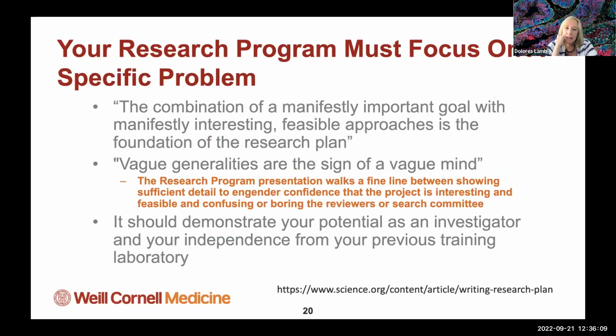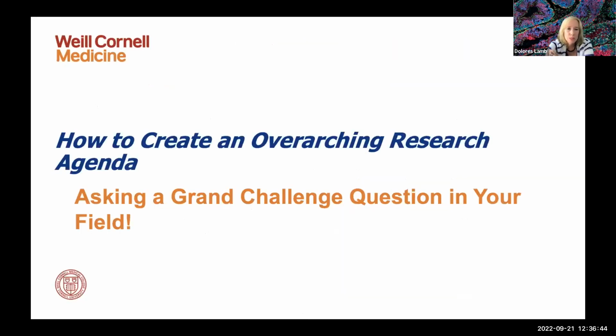And when you have that research program, you have to focus on a specific problem, because you need to be able to show that it's interesting, it's feasible to do, and that you've developed a foundation for your research plan that's going to be successful. And so you cannot be vague with generalities. And the quote I have here, I thought was priceless. Vague generalities are the sign of a vague mind. Very true. And so you really want to be able to demonstrate your potential as an investigator and show your independence from your previous training laboratory.